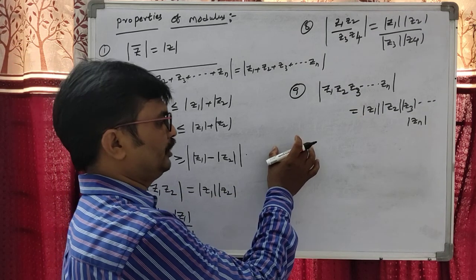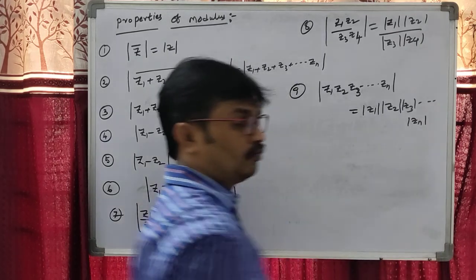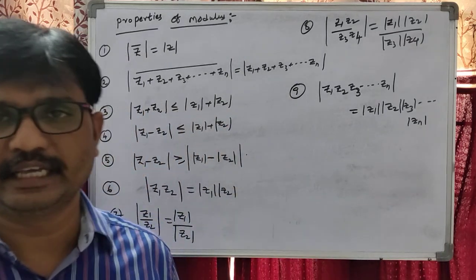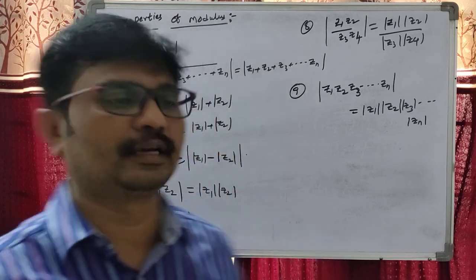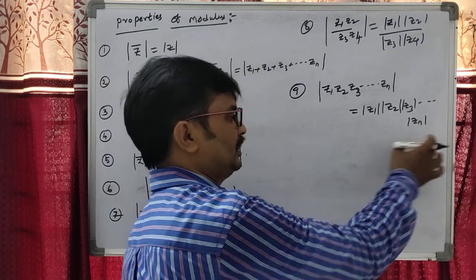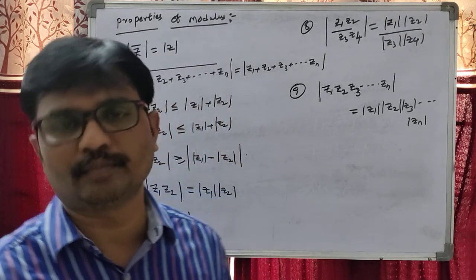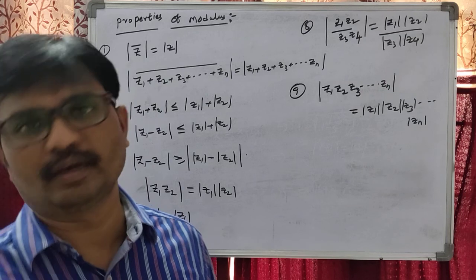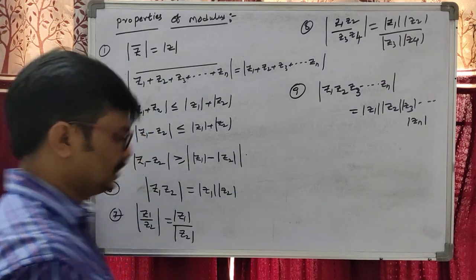(1 + i)(2 + i)(3 + i)(4 + i) and so on up to (1 + ni). In that case we don't take the product; directly we have to take |1 + i| into |2 + i| |3 + i| and so on up to |1 + ni|. We have to know that the modulus is root of x² + y². This is a very useful property, students, the ninth one.